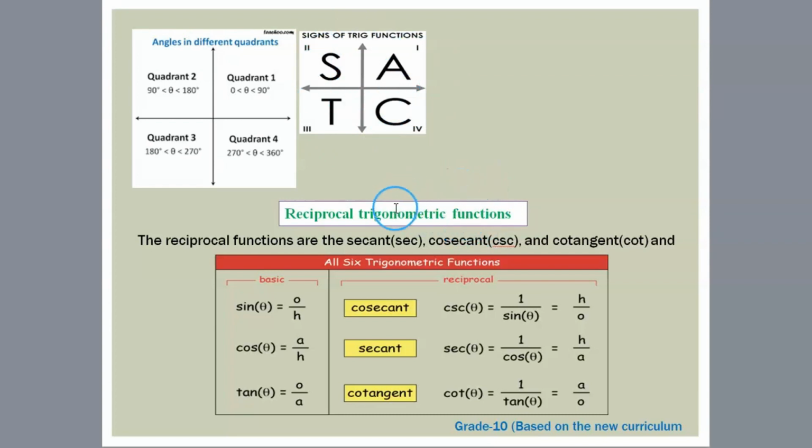The other one, let us see another topic: reciprocal trigonometric functions. In our previous discussion we have said that there are 3 basic trigonometric functions, but totally there are 6 trigonometric functions. Among the 6, the sine, cosine and tangent functions are the basic trigonometric functions. So what are the reciprocal trigonometric functions? The reciprocal trig functions are secant, cosecant and cotangent.